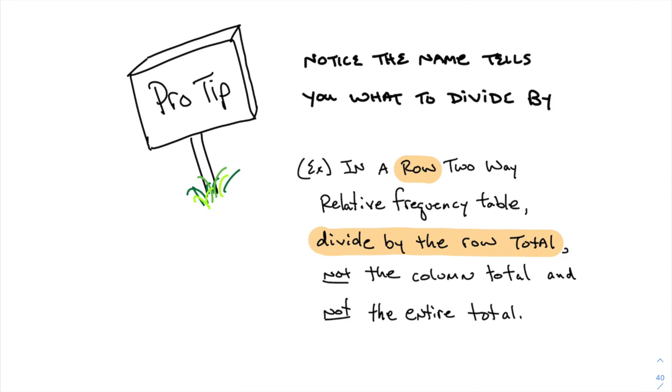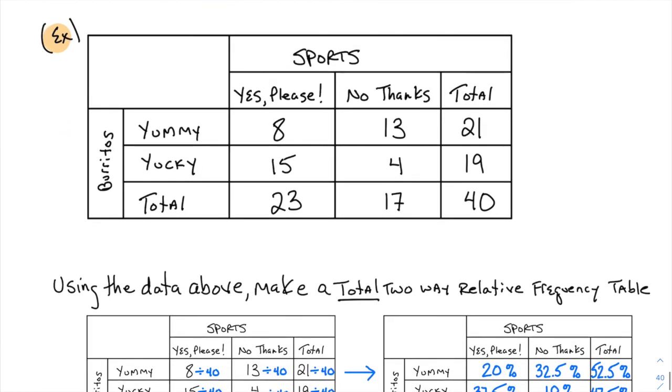The name of the question or the question itself will often tell you exactly what to divide by. If a question talks about the row, then you're going to divide by the row total. If the question talks about a column, you're going to divide by the column total. If it just talks about a total, then you divide by the total in the bottom right-hand corner of your two-way frequency table. I'll give you an example.